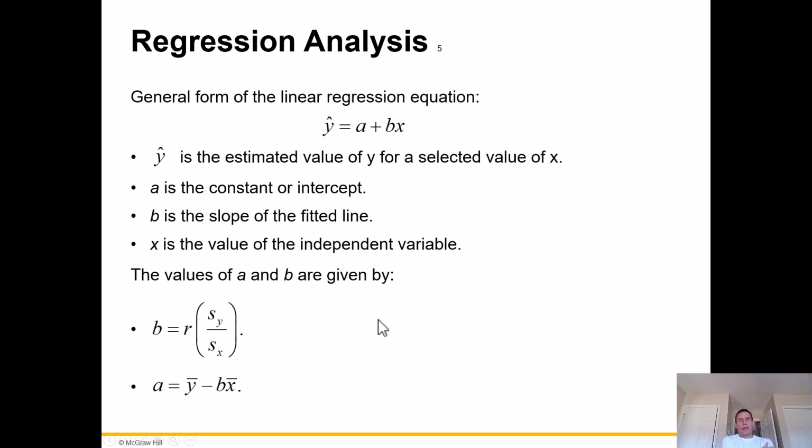The general form of the linear regression equation is simply, this is what we call y hat, because it looks like a little hat above it, y hat equals a plus bx.